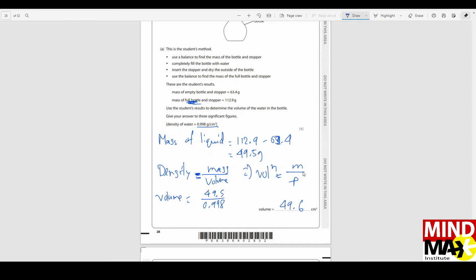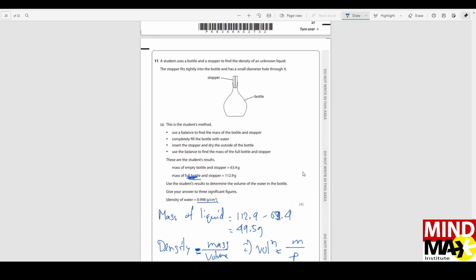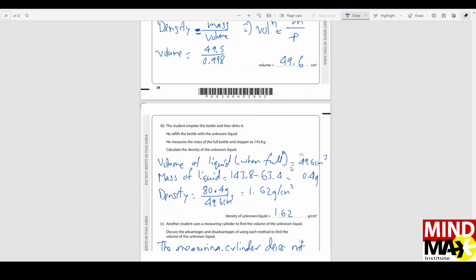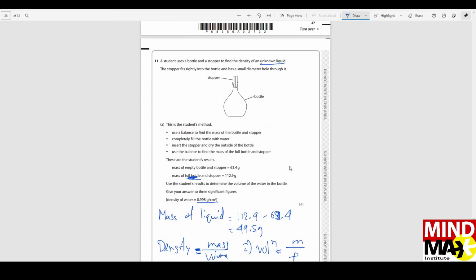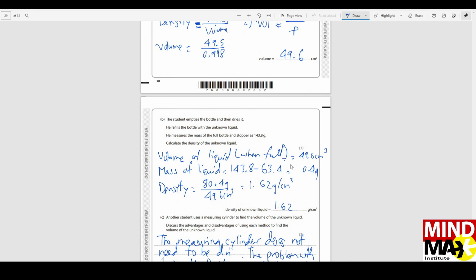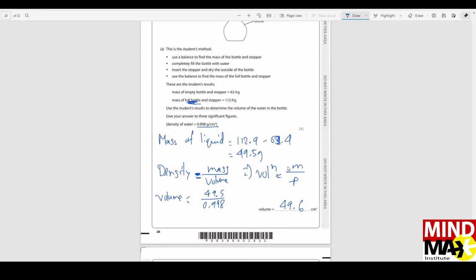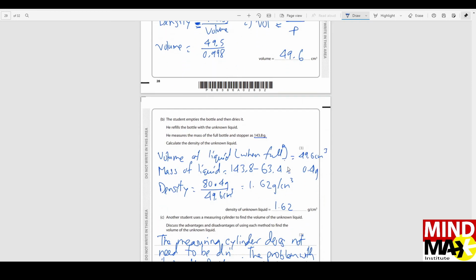So this part was only to get the volume of liquid necessary to fill the bottle to its top. Okay, in the next part, this is where we actually find the density of the unknown liquid. That is our main question. So the volume of liquid when full is 49.6, of course, that's what we found here. Once they fill up the bottle with this liquid, the mass rises to 143.8, and the mass of the empty bottle was 63.4. So we do the same thing over here and get 80.4 grams. That's the mass of the unknown liquid only.